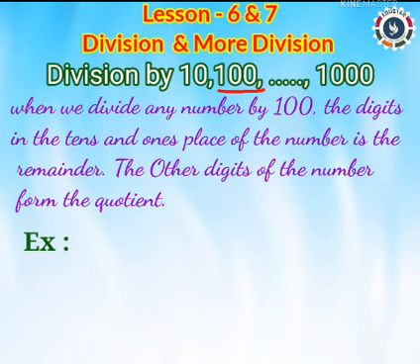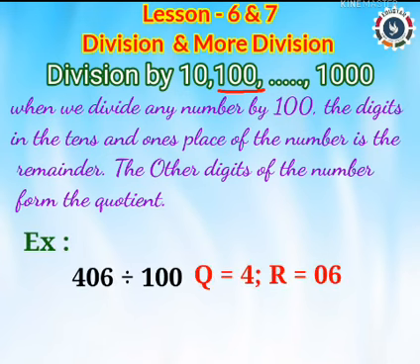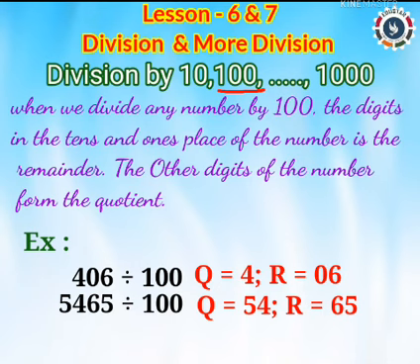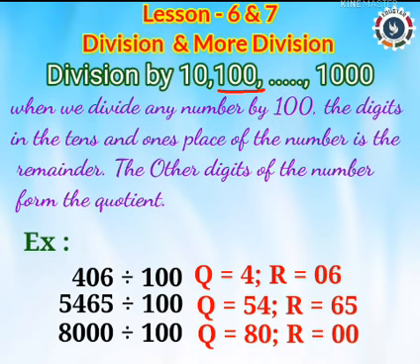For example, 406 divided by 100. Here, the quotient is 4. Remainder is 06. 5465 divided by 100. Quotient is 54. Remainder is 65. 8000 divided by 100. Here 80 is quotient. 00 is remainder.